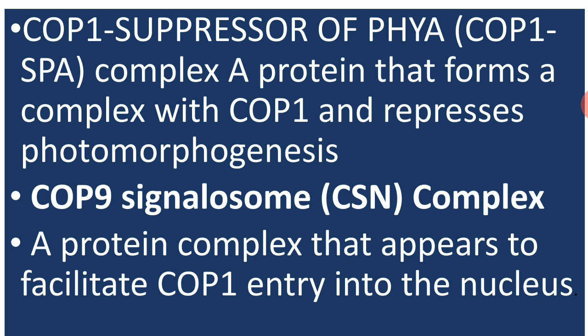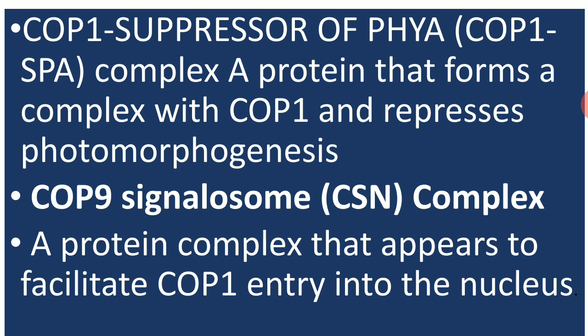COP1, so suppressor of phytochrome A. COP1 SPA complex, a protein that forms a complex with COP1 and represses the photomorphogenesis. COP9 signalosome CSN complex, a protein complex that appears to facilitate COP1 entry into the nucleus.